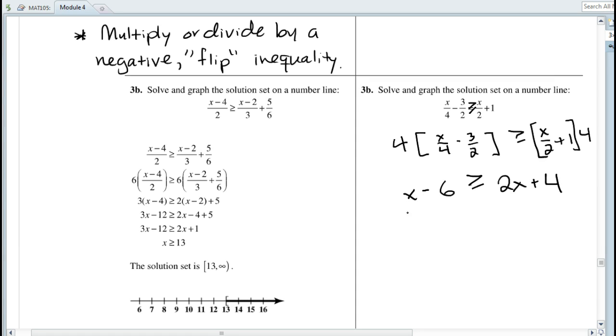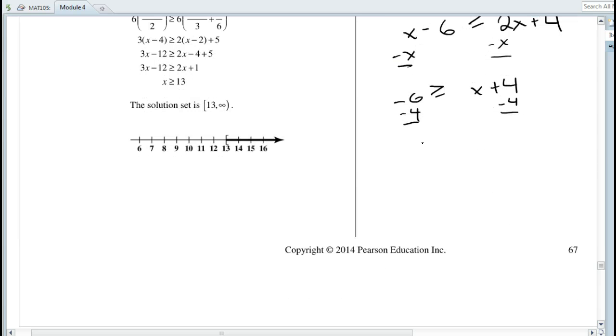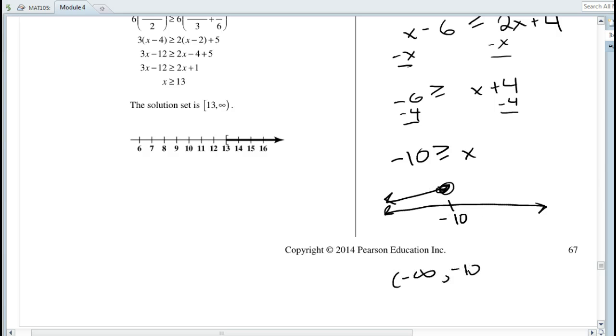So if you move the x to the right, first start by subtracting x. So we have -6 greater than or equal to x plus 4. Then just subtract 4. So here we'll have -10 is greater than or equal to x. So we have our number line, we have -10, and x is all the numbers smaller than or equal to that. Just for a refresher, for interval notation, that would be -infinity up to -10 with a square bracket.